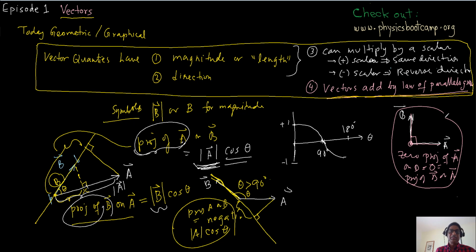So we say the projection carries very important information: how much of this vector is along the direction of the other vector. And we're going to use projection to define one more property, how you multiply two vectors. There are two ways to multiply two vectors, and we're going to do that next.